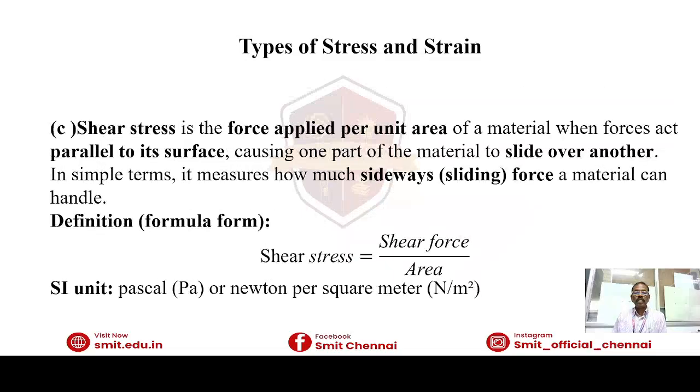Then the third one is shear stress. Shear stress is the force applied per unit area of a material when the force acts parallel to its surface, causing one part of the material to slide over another. In simple terms, it measures how much sliding force the material can withstand. Definition: shear stress equals shear force divided by area. The unit is also Pascal, that is Newton per meter square.